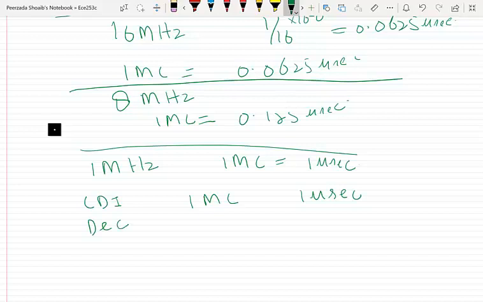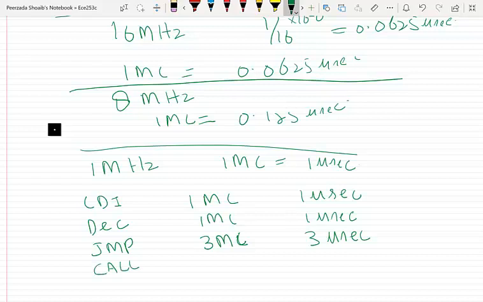Similarly, decrement is also a one machine cycle instruction. It will also take 1 microsecond to execute. Same is the case with add, out, NOP. What about jump? As I have told you, jump takes 3 machine cycles to execute. That means jump will take 3 microseconds. Simple. What about call? Call takes 4 machine cycles, and same is the case with return. That means they will take 4 microseconds. This is assuming that there is a 1 megahertz crystal connected to the ATmega328 microcontroller.